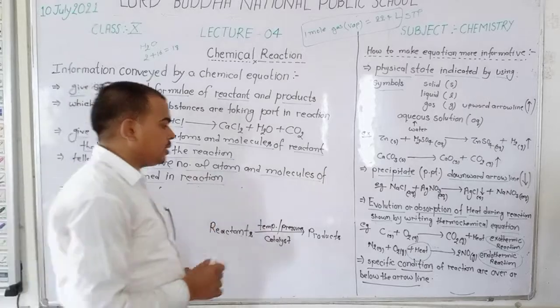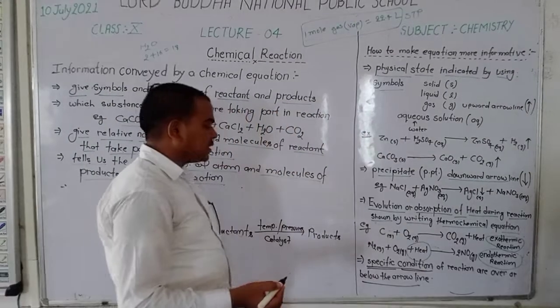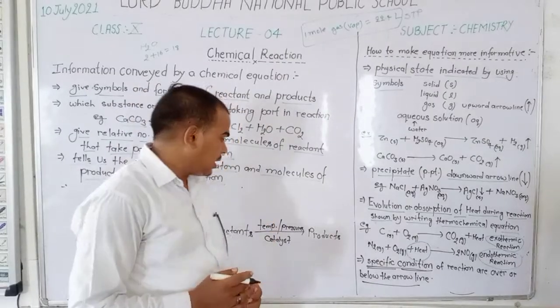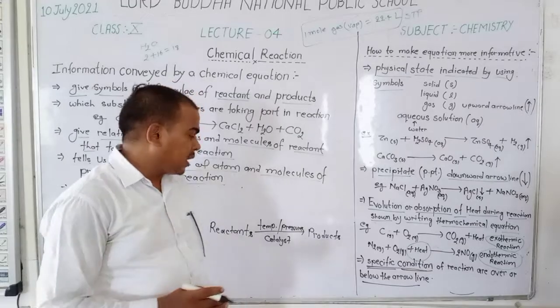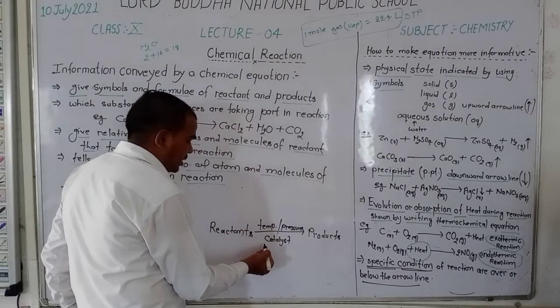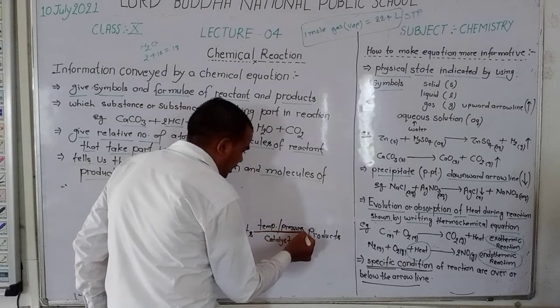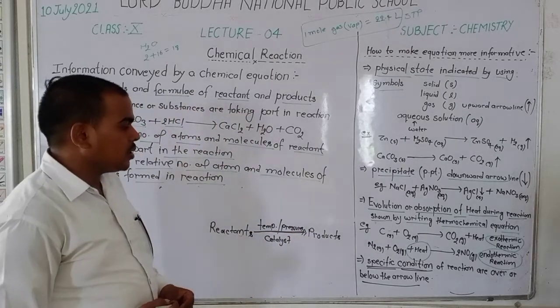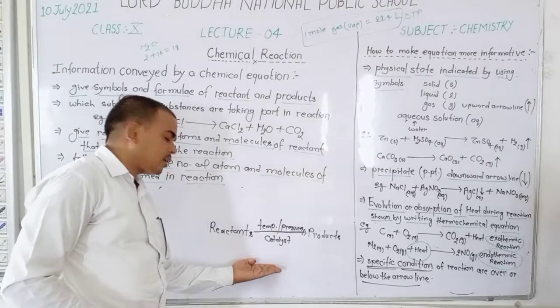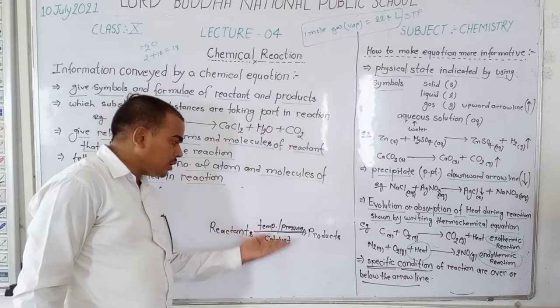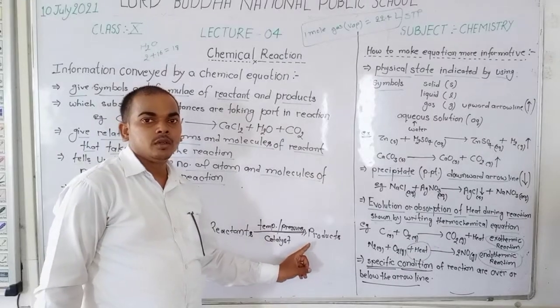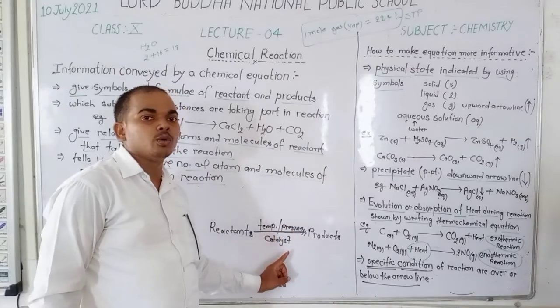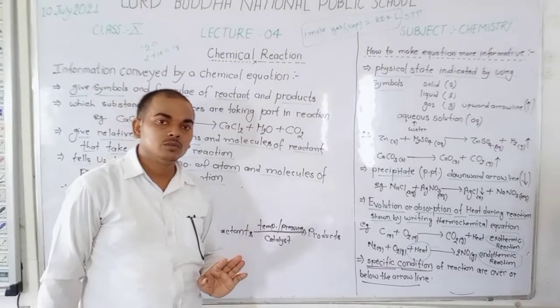Here a specific condition means if any reaction takes place by a catalyst or at a certain temperature or pressure. The temperature, pressure and catalyst are written over or below the arrow of the reaction. Arrow means the arrow shows the movement of the reaction. The arrow shows the direction of the reaction. The direction in which the reaction produces is represented by the arrow. Okay.